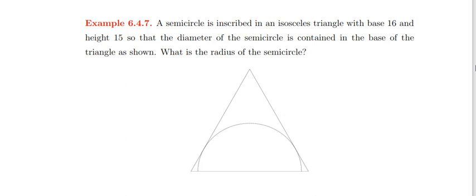Okay, for this problem, a semicircle is inscribed in an isosceles triangle with base 16 and height 15. Okay, so say the base is 16, so we put this. So this becomes 8, right? 8. And the height, this is 15.